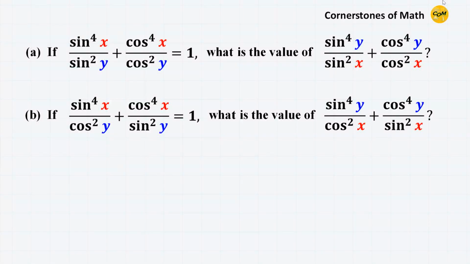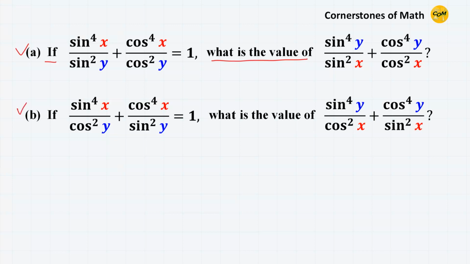Today we are going to solve the following trigonometric algebra problem. The first problem says, if sine to the power of 4x divided by sine squared y plus cosine to the power of 4x divided by cosine squared y equals 1, what is the value of sine to the power of 4y divided by sine squared x plus cosine to the power of 4y divided by cosine squared x?